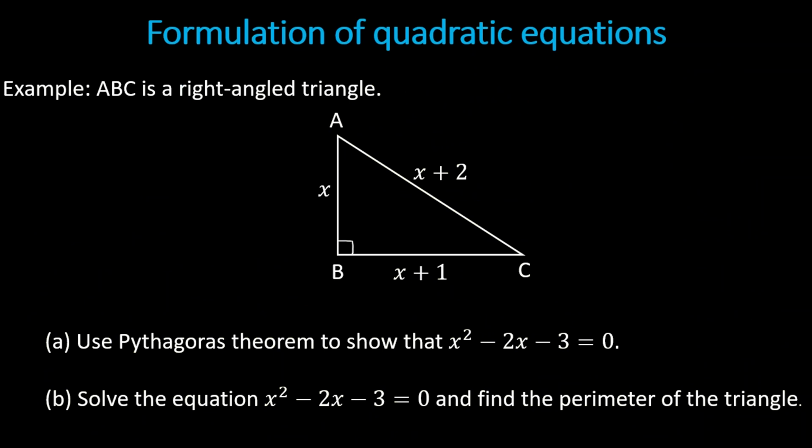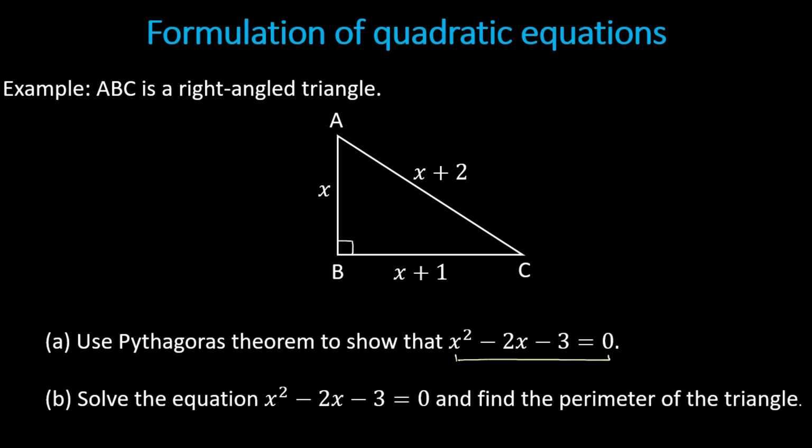So we go through this question. We are told ABC is a right-angled triangle, as we can see. The length of AB is x, the length of BC is x plus 1, and that of AC is x plus 2. Okay, we all can see this. The first question, part A, tells us to use Pythagoras theorem to show that x squared minus 2x minus 3 equals 0.